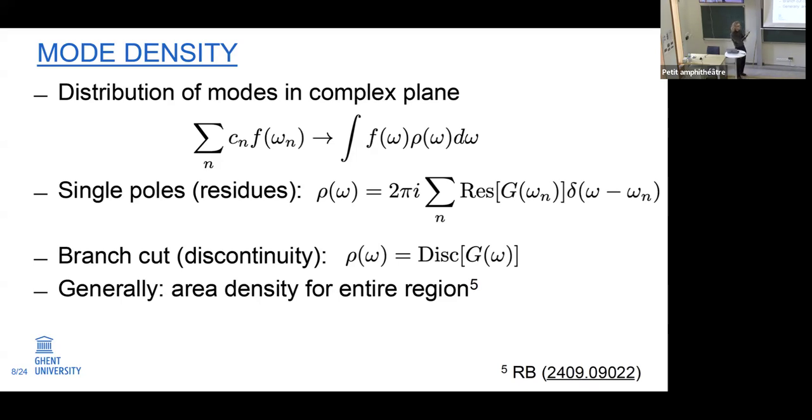You can still describe poles, where this will depend on the residues of each of the poles. But we can also have some branch cut, where this is now a one-dimensional integral along the discontinuity. Or in the most general case, we have some general area in complex space that will have non-analytic properties, in which case this is some sort of two-dimensional area density.